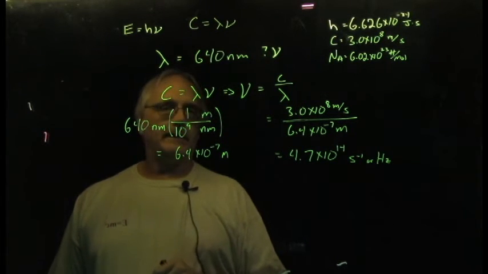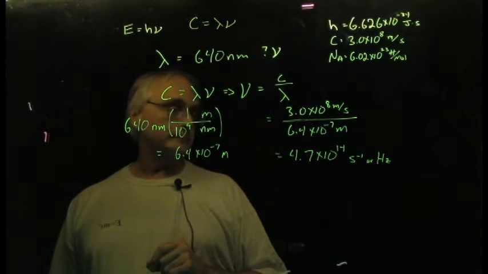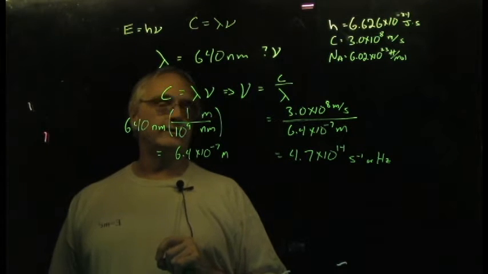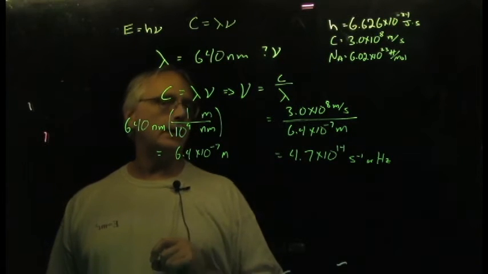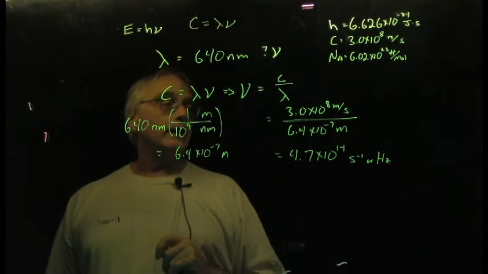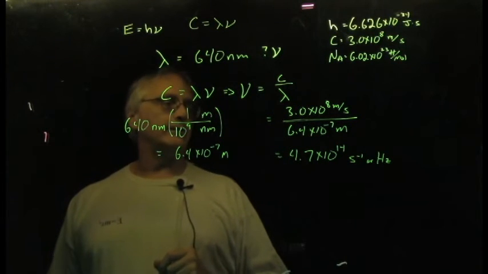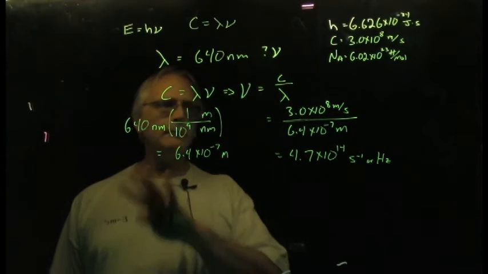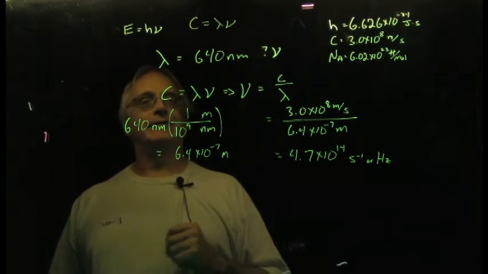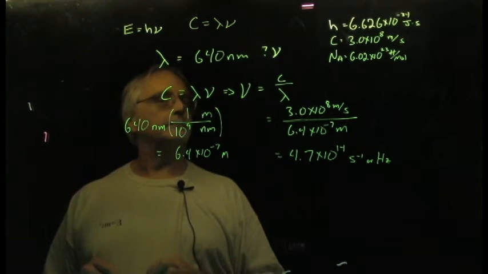There's the frequency. A photon from a red light laser is oscillating 4.7 times 10 to the 14th times each second. That's quite a few. And so there's the wavelength frequency conversion. I'm going to apply the magic eraser to a little bit of this, and we'll move on to how much energy this light supplies.